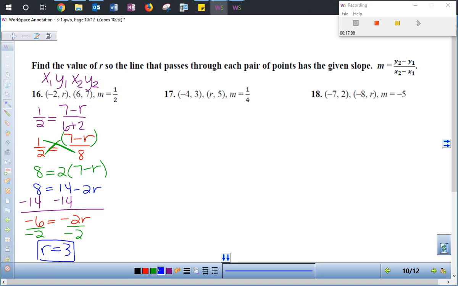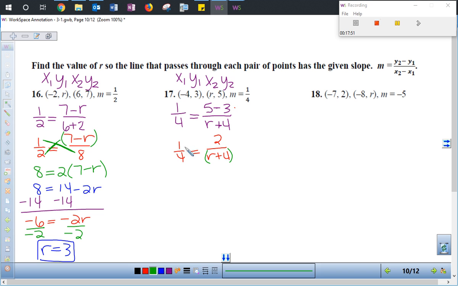Okay, so let's do it again on number 17. We're going to start by identifying our x sub 1, y sub 1, x sub 2, y sub 2. Now we're going to substitute all of this information into my formula, starting with our slope. So 1/4 equals y sub 2, which is 5, minus y sub 1, which is 3, over x sub 2, which is r, minus x sub 1, which is negative 4. So I have 1 over 4 equals 5 minus 3 over r plus 4. Now I want to simplify this numerator here. So 1 over 4 equals 2 over r plus 4. And then we can group these two terms in the denominator and cross multiply.